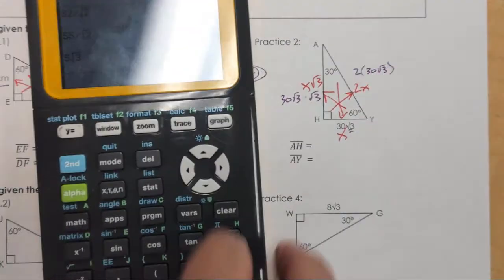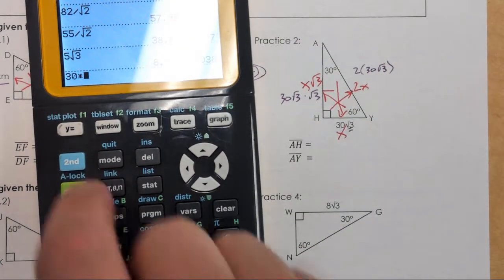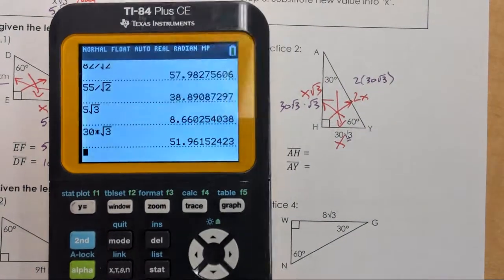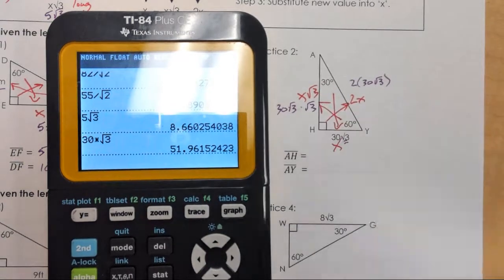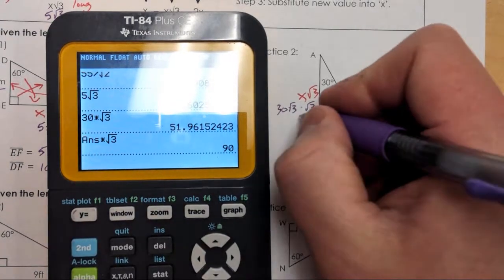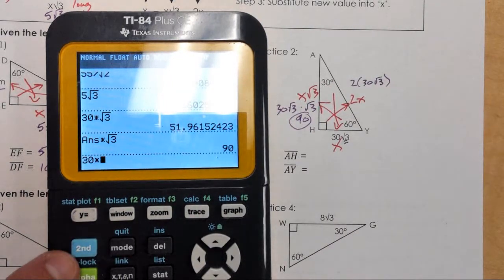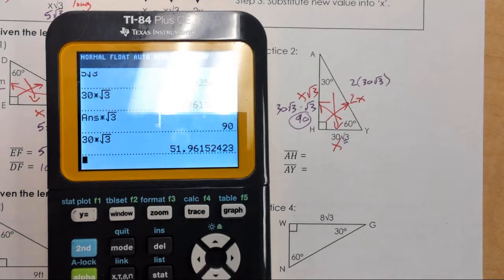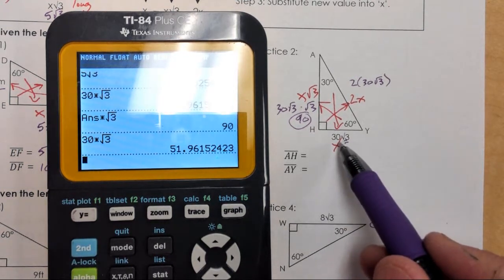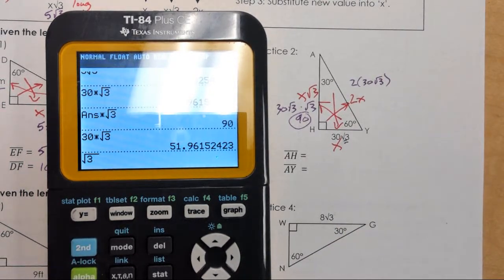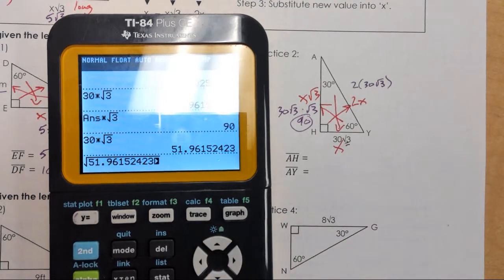So I'm going to do 30 times the square root of 3. I'm going to hit enter. So that gives me roughly 51.96. Now I'm going to multiply it by the square root of 3, and I get 90. So something very weird happened there. But anyways, it's 30 times the square root of 3, hit enter. That is what x is, by the way. x is roughly 51.96. And we're going to now multiply by the square root of 3, because again, that is the long leg, and it's that many times longer than your previous answer.